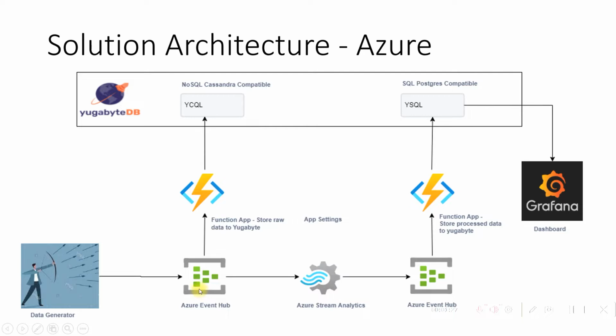So the previous one was the source. From the event hub it is captured by the function app, and then the function app stores it into the YSQL, which is the Postgres compatible API of Yugabyte database. Now the SQL side helps us run SQL queries for any dashboarding or monitoring that we want to do. Right? So this side is integrated with a Grafana dashboard.